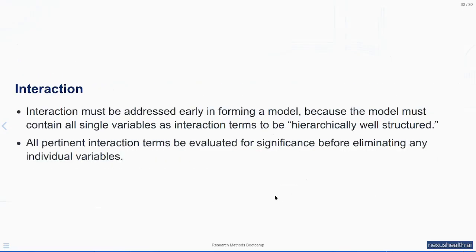Interaction must be addressed early in forming a model, because the model must contain all single variables as well as interaction terms to be hierarchically well structured. So what does that mean? You cannot put an interaction term in a model without putting the original single variables that form the interaction term. So all pertinent interaction terms must be evaluated for significance before eliminating any individual variables. We shall see more of this during our practical sessions.